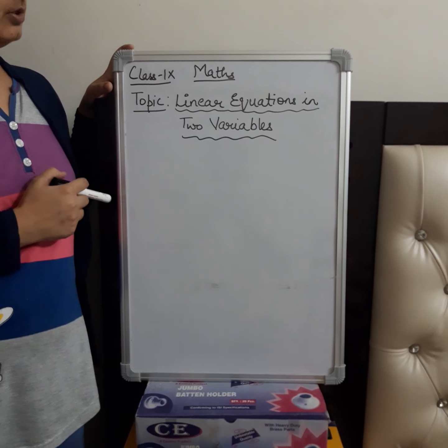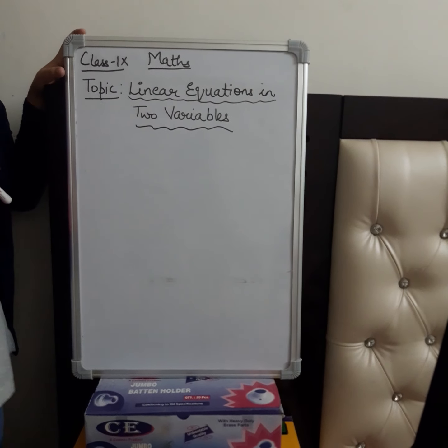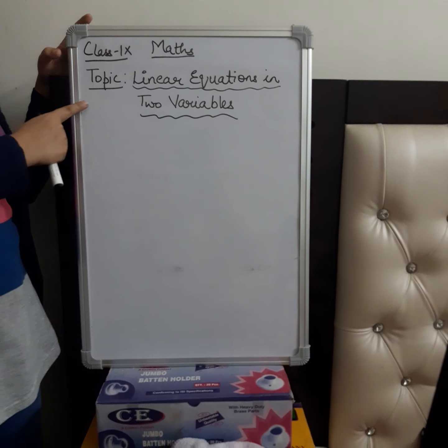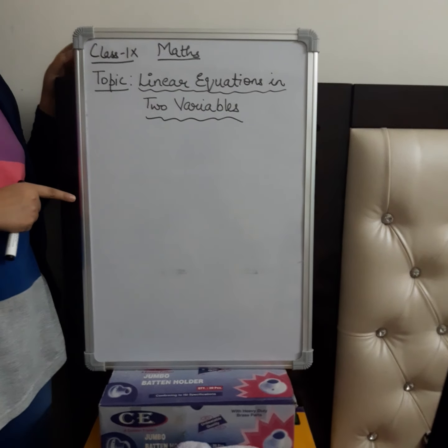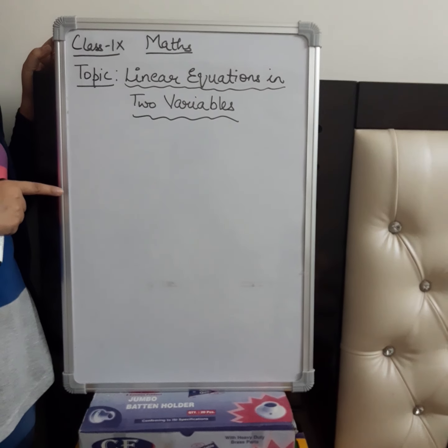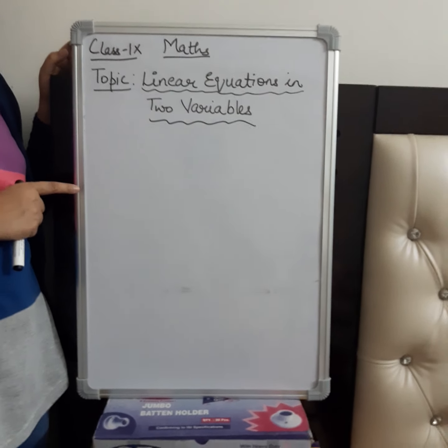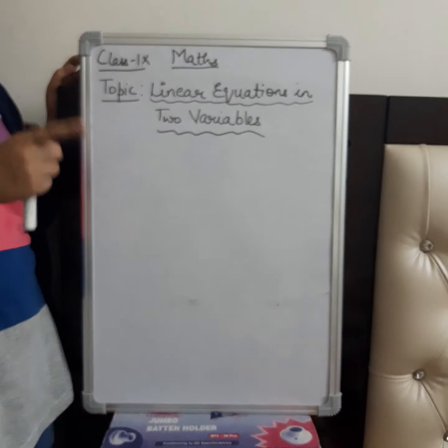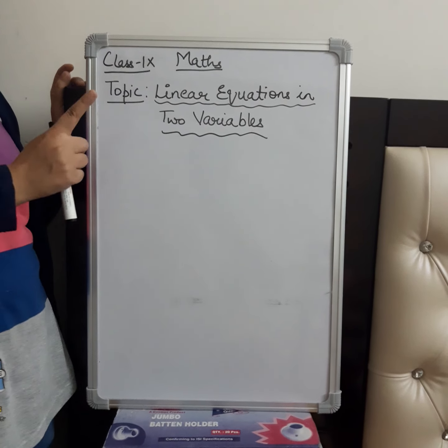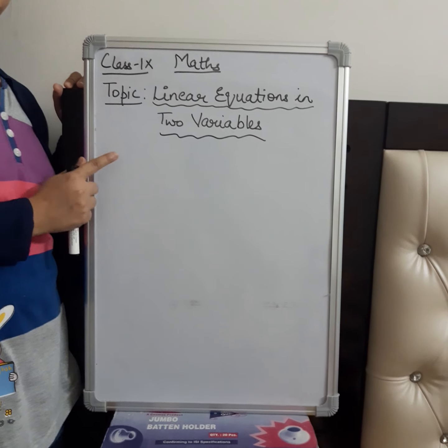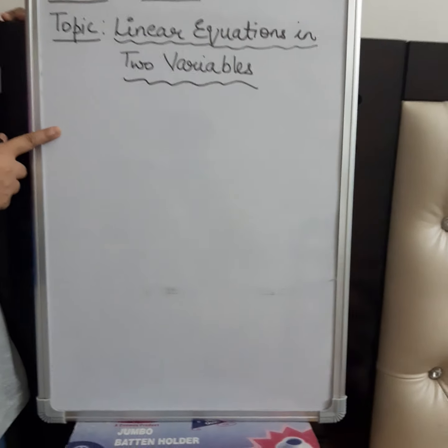Hello students, today we are going to start a new topic. The name of the topic is linear equations in two variables. We have already studied linear polynomials. As I discussed in the chapter on polynomials, a linear polynomial means a polynomial whose degree is 1.